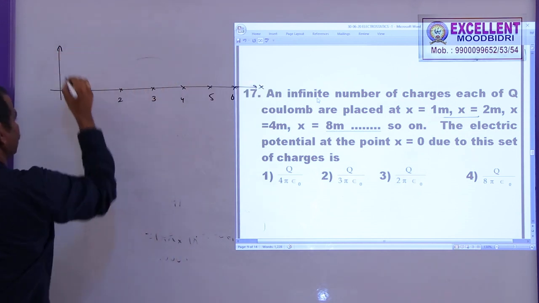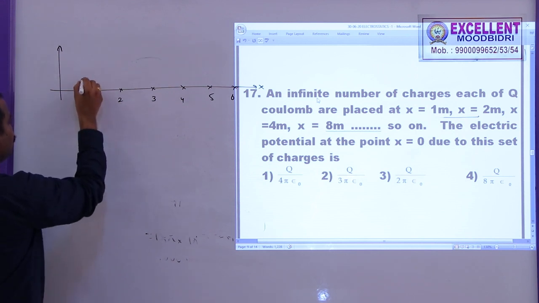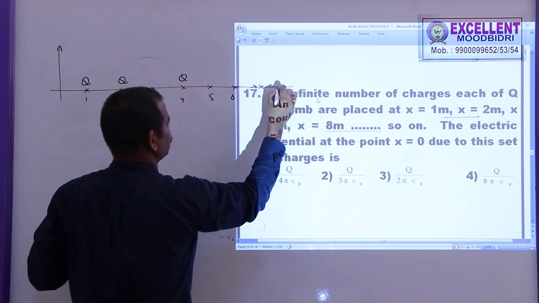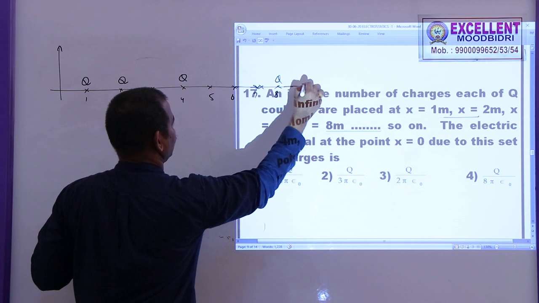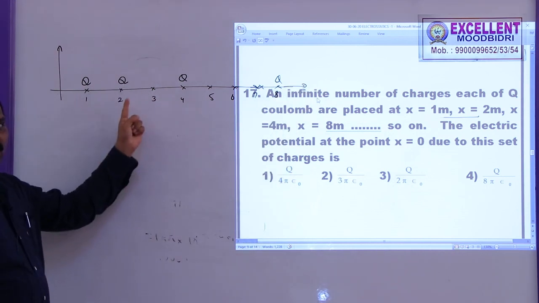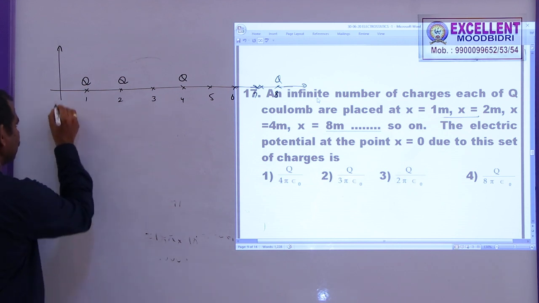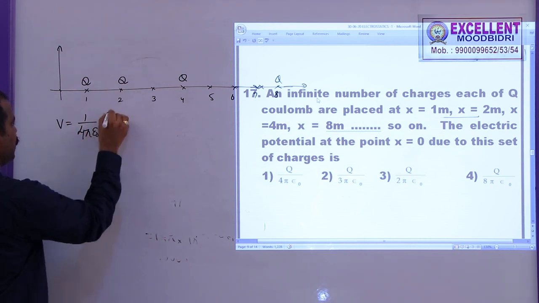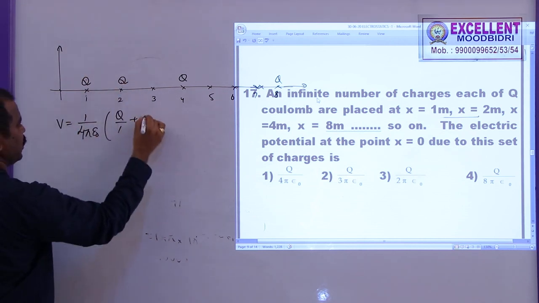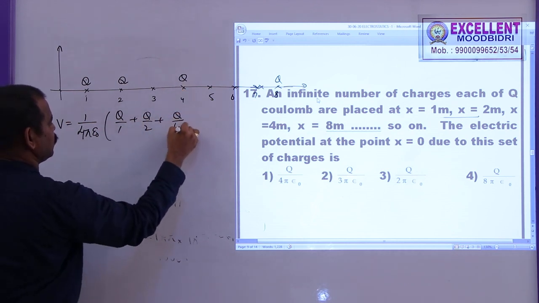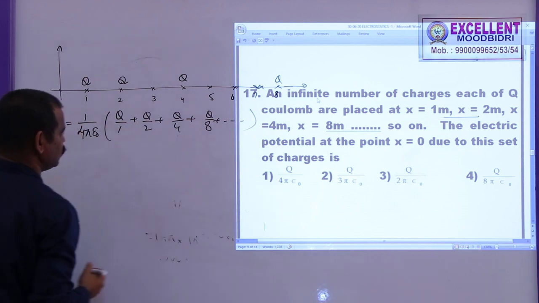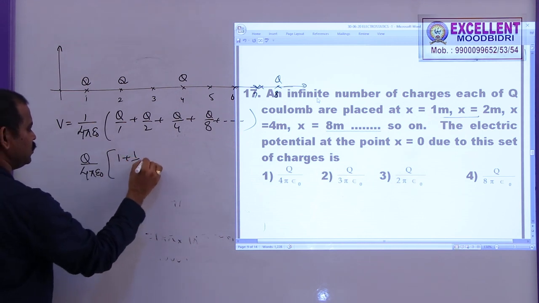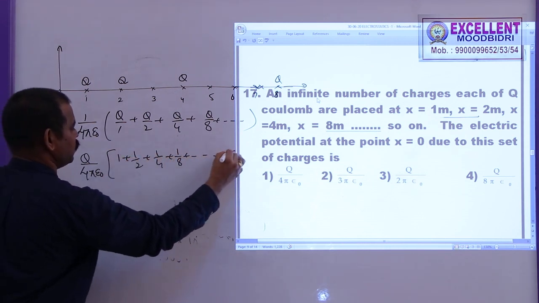This is the x-axis. Now on this, where the charges are placed: charge q is placed at 1, charge q at 2, charge q at 4, charge q at 8 and so on. That means charges are placed at 1, 2, 4, 8, 16 and like that. So the potential at the center or origin is given by 1 by 4 pi epsilon naught, q by 1, next charge q by 2, next charge q by 4, next charge q by 8 and so on. You can take q common: q by 4 pi epsilon naught times 1 plus 1/2 plus 1/4 plus 1/8 up to infinity.